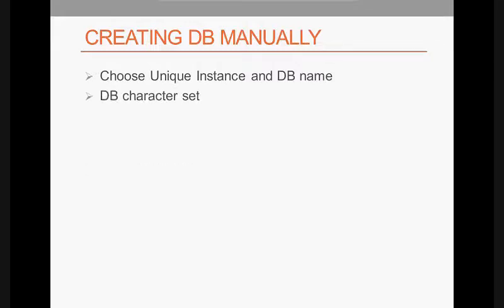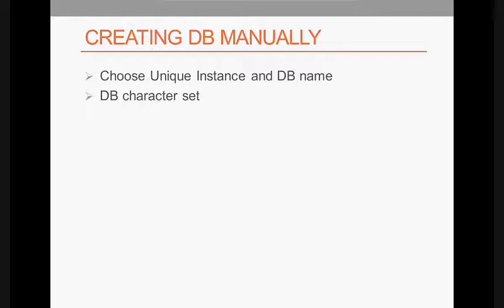For creating a database manually, we have to do lots of tasks. First, we have to choose a unique instance and database name. We will connect to our database using this unique name. Then we have to choose the character set we want to use in our database. Character sets are how we store data. US7ASCII, for example, is a 7-bit character set. The high bit is stripped.